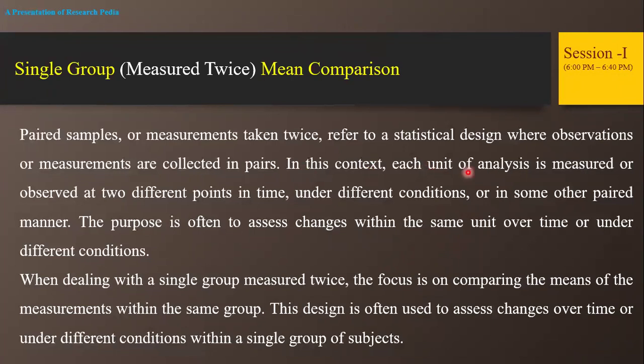In this context, each unit of analysis is measured or observed at 2 different points in time, under different conditions, or in some other paired manner. The purpose is often to assess changes within the same unit, over time, or under different conditions. When dealing with a single group measured twice, the focus is on comparing the mean of measurement within the same group. So you are dealing with a single group, but you are collecting data at 2 different points in time. So this is considered as measure twice data.